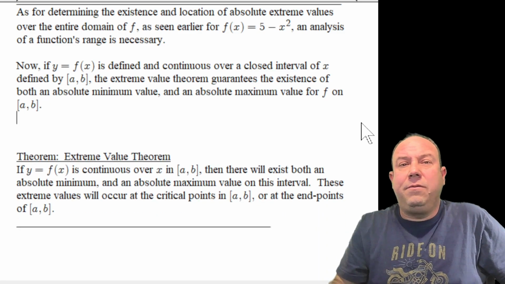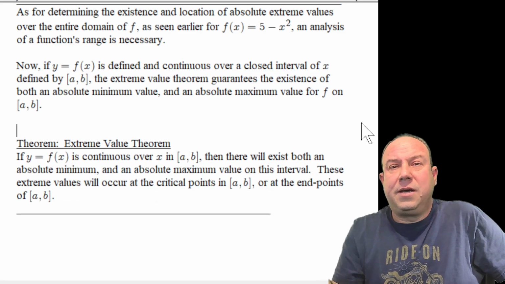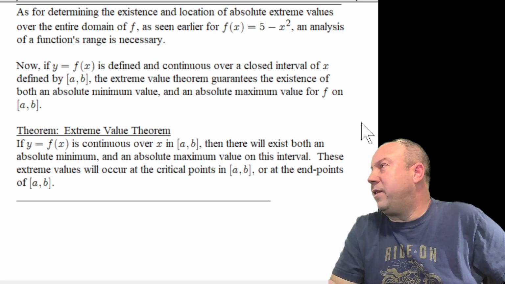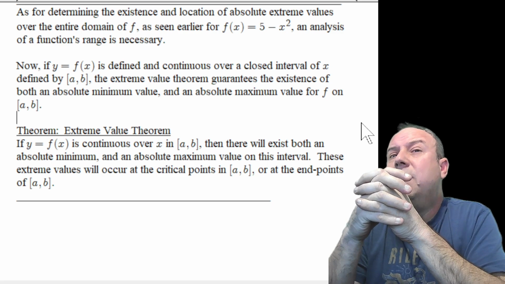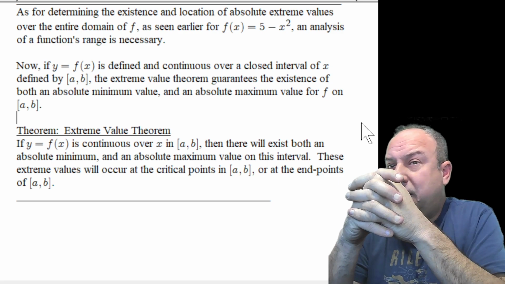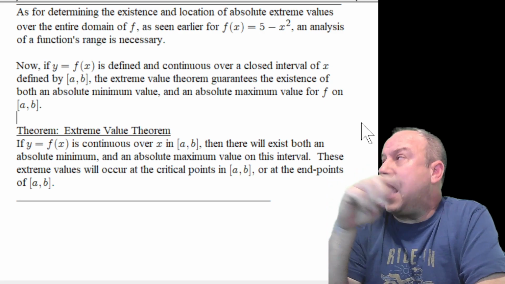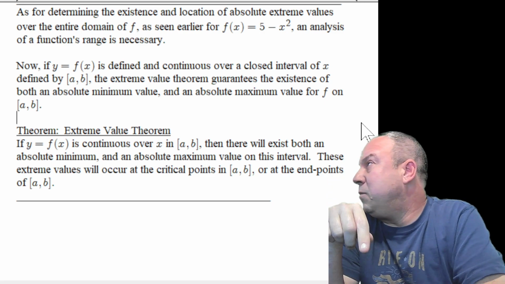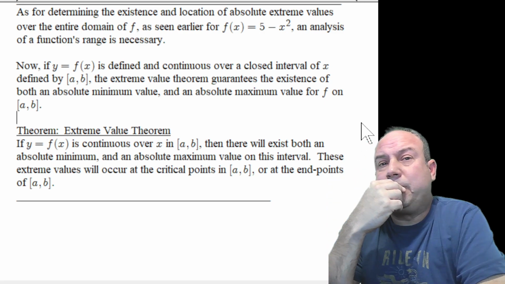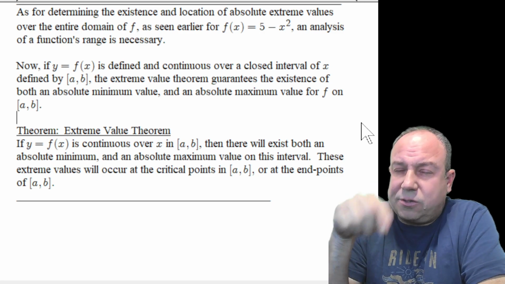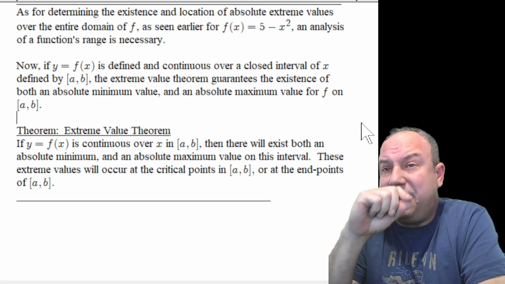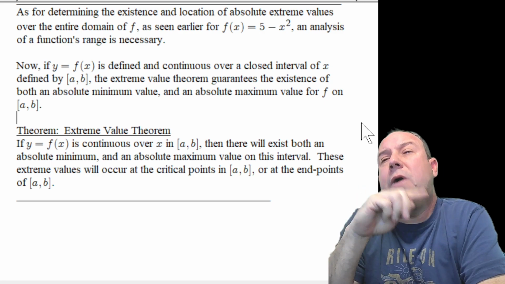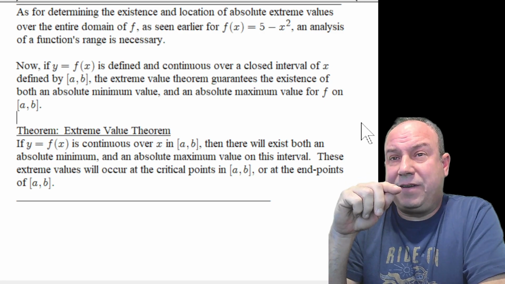Here's the extreme value theorem. And notice it does say continuous in the theorem. It says if y equals f of x is continuous over x in the interval from a to b, then there will exist both an absolute maximum and an absolute minimum value on this interval. Where these extreme values will occur will be at the critical points in this interval or at the endpoints of this interval.